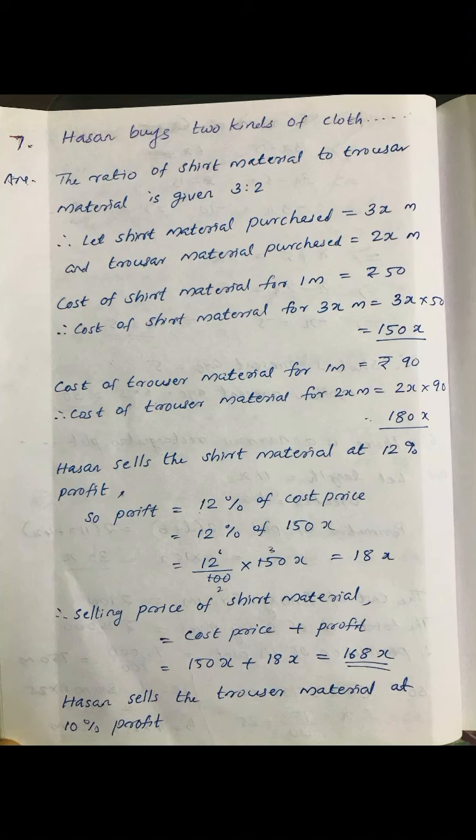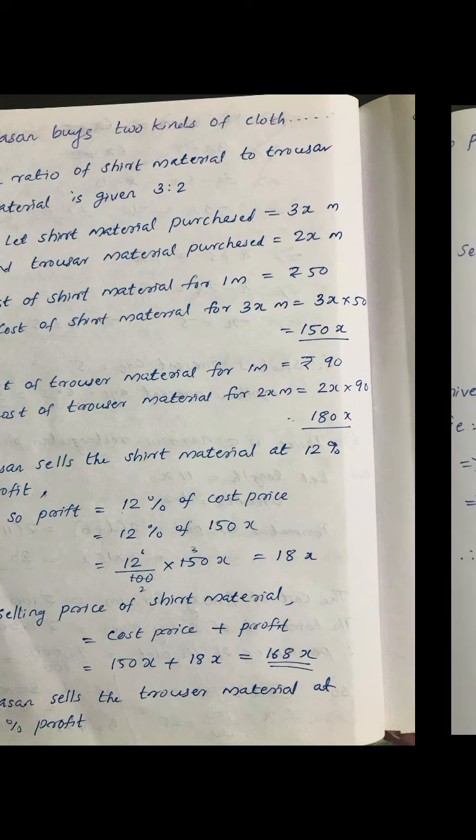So first we found the profit for shirt material. After that, what will be the selling price of shirt material? We know selling price equals cost price plus profit. That means 150x plus 18x, so it will be 168x.